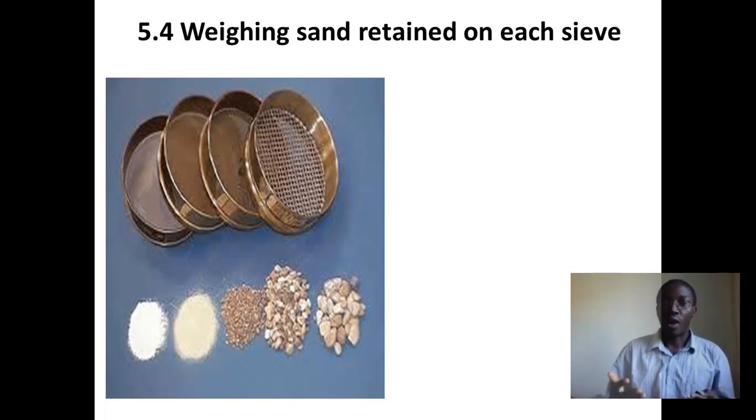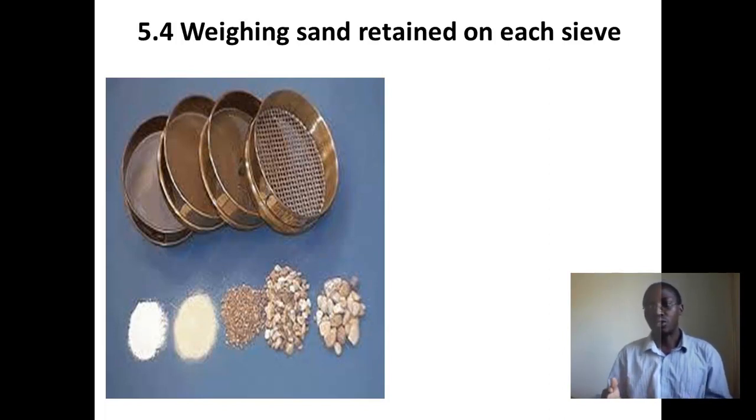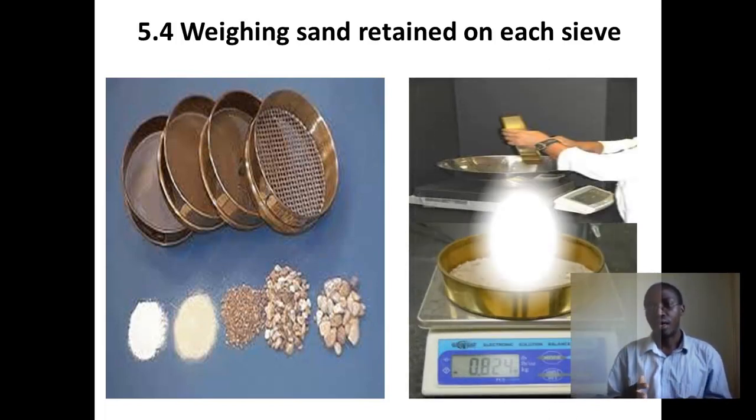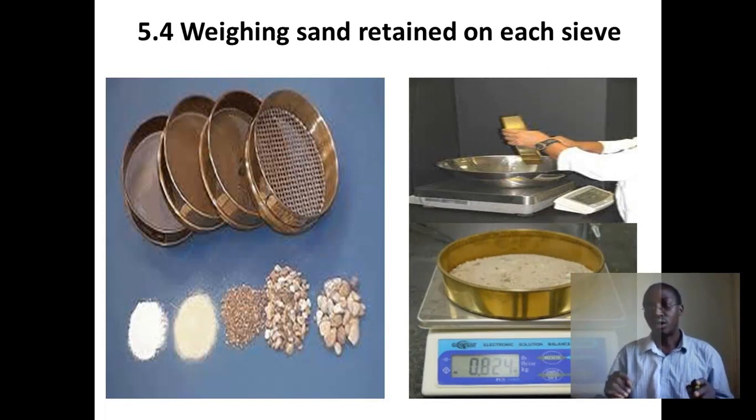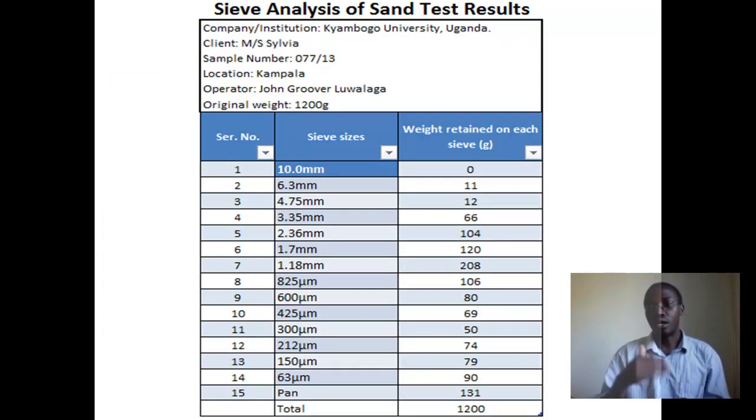5.4. Weighing sand retained on each sieve size. All sand particles retained on each sieve are collected and kept separately. Their individual weights of sand retained on each sieve are determined and recorded in a record sheet. Now, what you see is a record sheet. The weights retained on each sieve are recorded against their respective sieve size, as you see in the table.